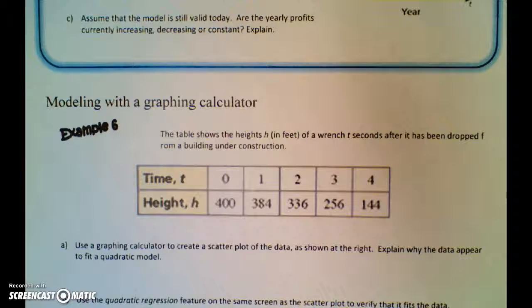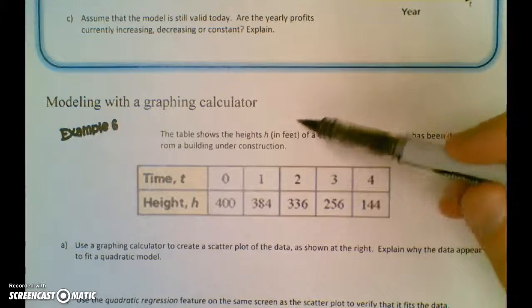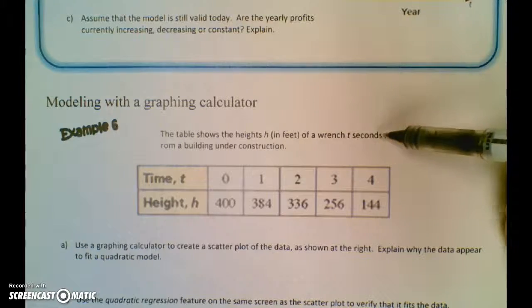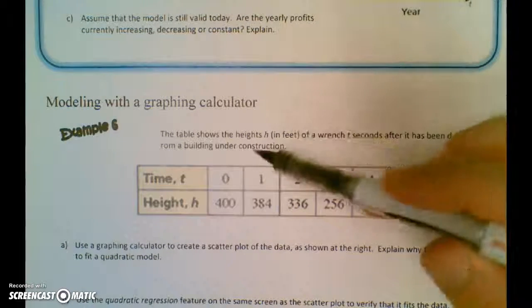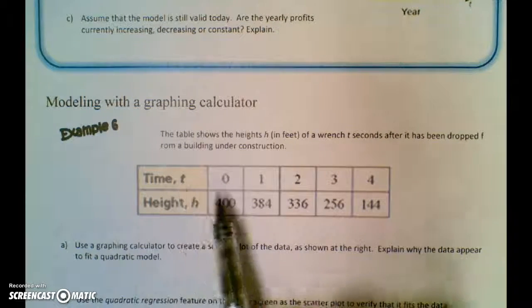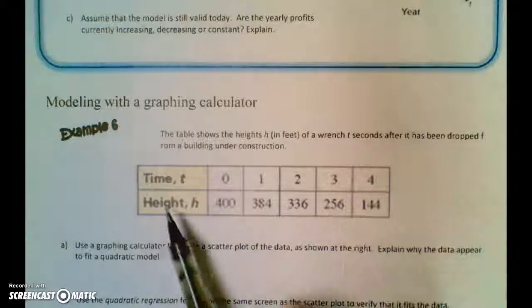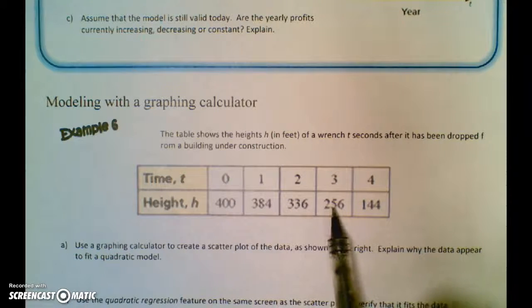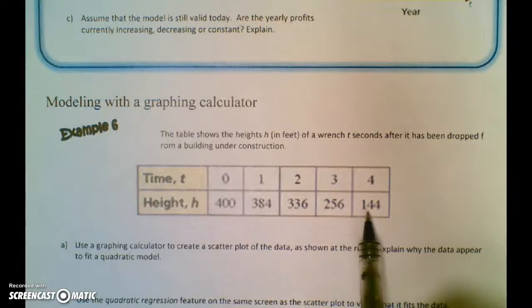Alright, here we're going to work on example 6 from Unit 2 on Quadratics, Day 2. So the first example deals with modeling quadratic equations with a graphing calculator. The table below shows the heights, h in feet, of a wrench t seconds after it's been dropped from a building under construction. So they give you the table, time t in seconds from 0, 1, 2, 3, 4, and then height h: 400, 384, 336, 256, 150, or 144.